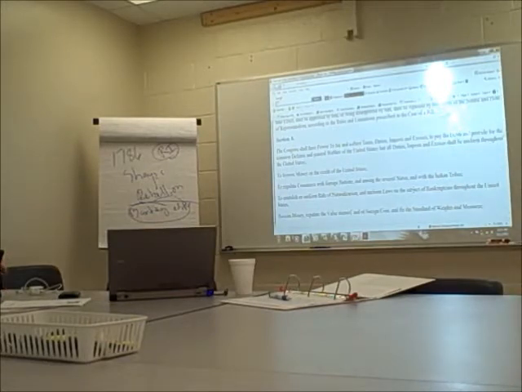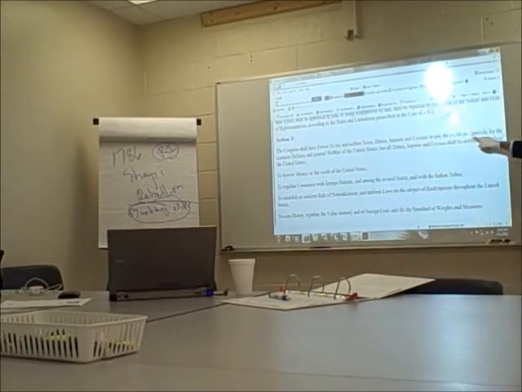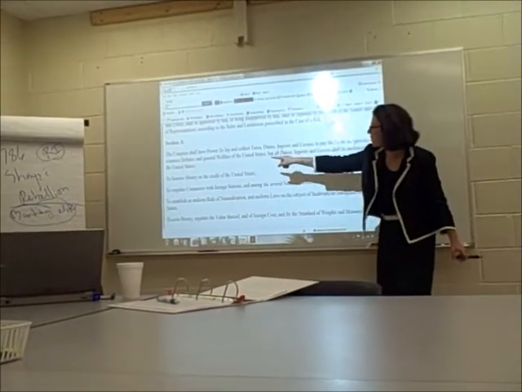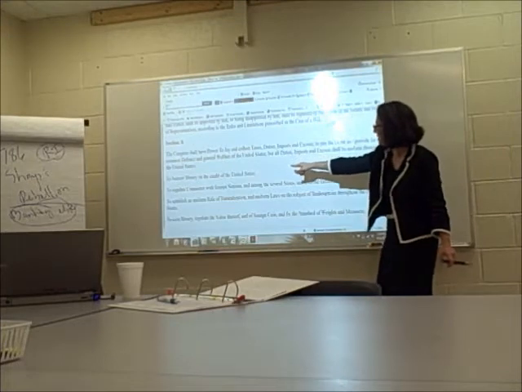It's lodged in the congressional article. Congress shall have power to lay and collect taxes, duties, imposts, and excises, to pay the debts and provide for the common defense and general welfare of the United States. This is our subject today.